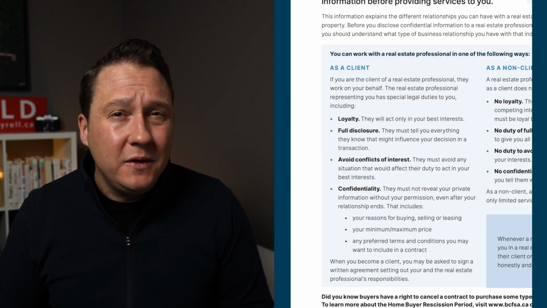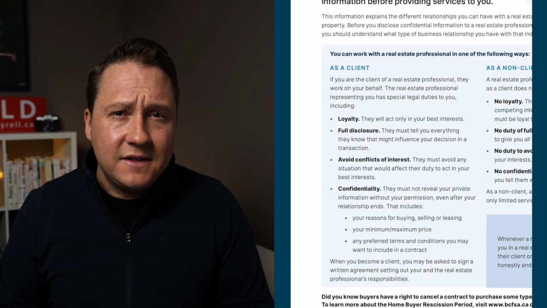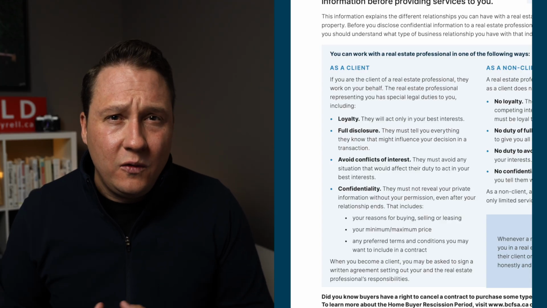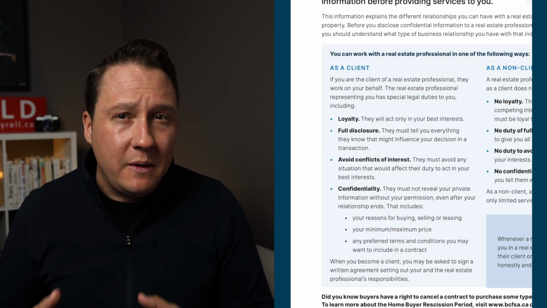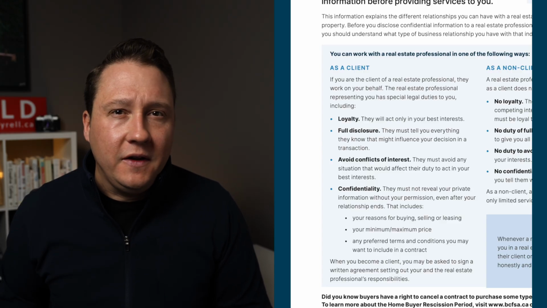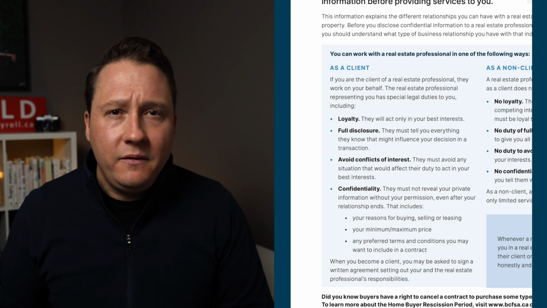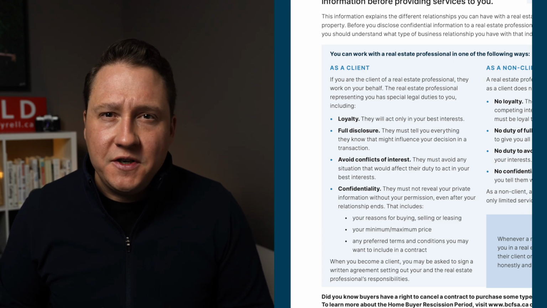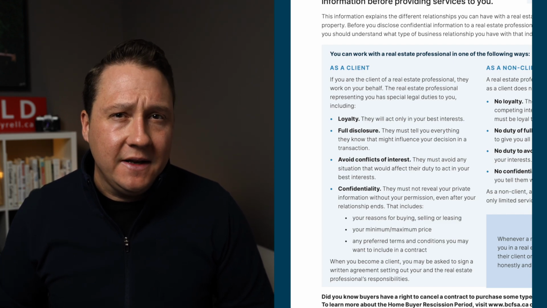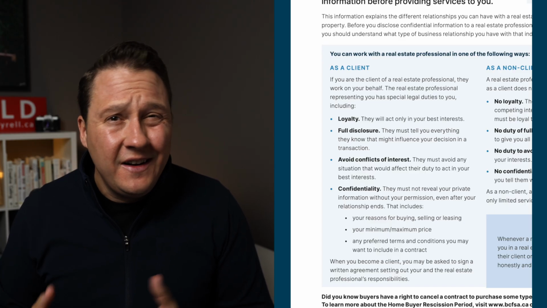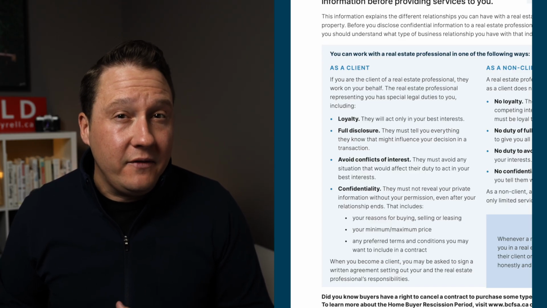For example, dual agency isn't allowed in most cases, so if your agent has a home listed, they typically can't also represent the buyer. That would be a conflict. They also have the duty of confidentiality. They must not reveal your private information without your permission, even after your relationship ends. Even after the deal's done, your private information stays private.